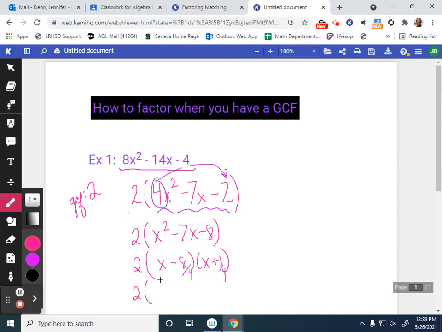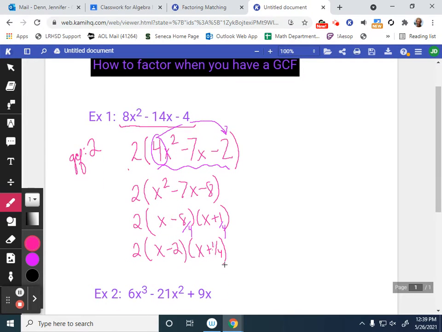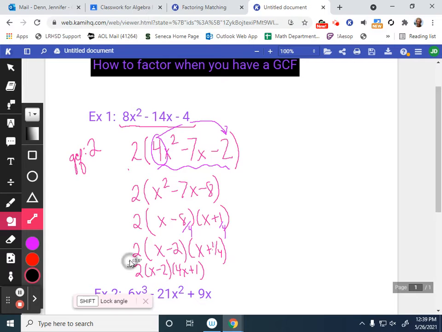My next step, I'm going to reduce this. I'm going to have x minus 2 and then x plus 1/4. Because this is still a fraction, I'm going to slide the 4 back. So my final answer is going to be 2 times x minus 2 times 4x plus 1. That's my final answer. Oops, I didn't mean that. I wanted to have a box.